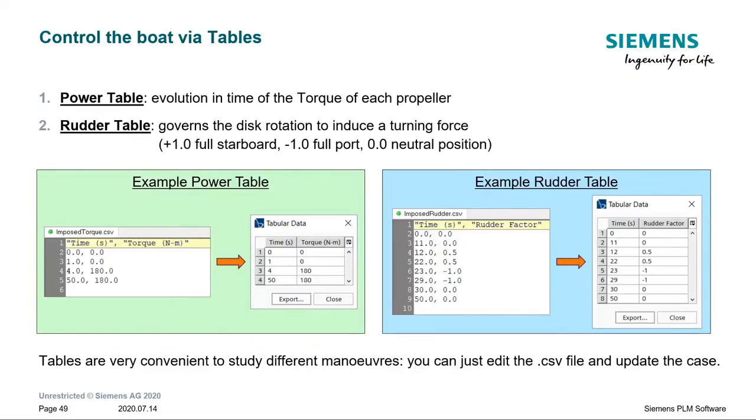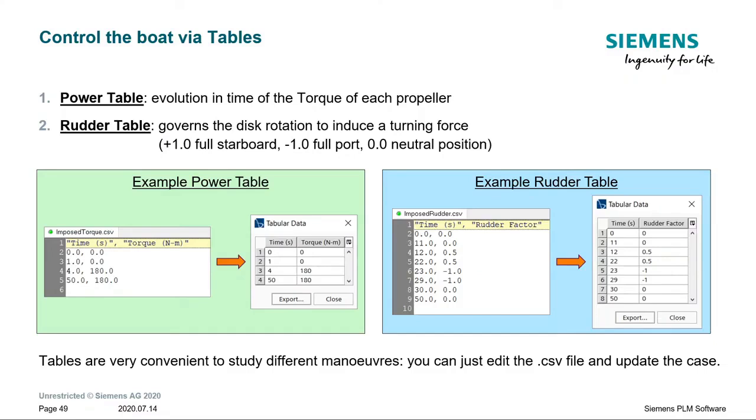Regarding the control of the boat, I opted for a solution via tables. So I have the definition of two tables, one for the power and one for the rudder. The power table prescribes the evolution in time of the torque of each propeller. The rudder table, on the other hand, governs the disk rotation that is used, of course, to induce the turning force, with the convention that 0 is the neutral position, +1 and -1 are full starboard and full port, respectively.